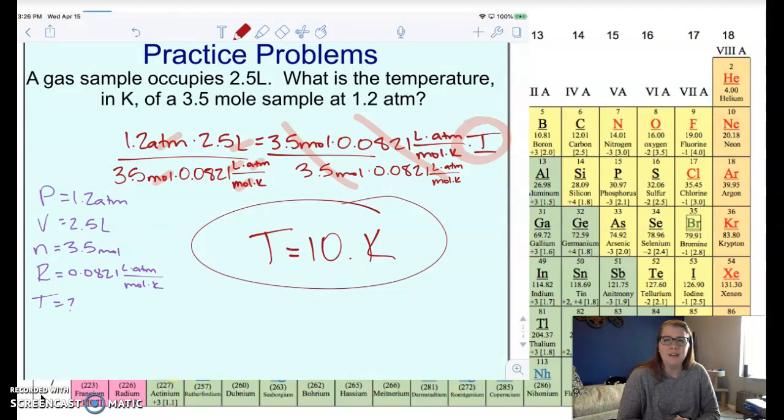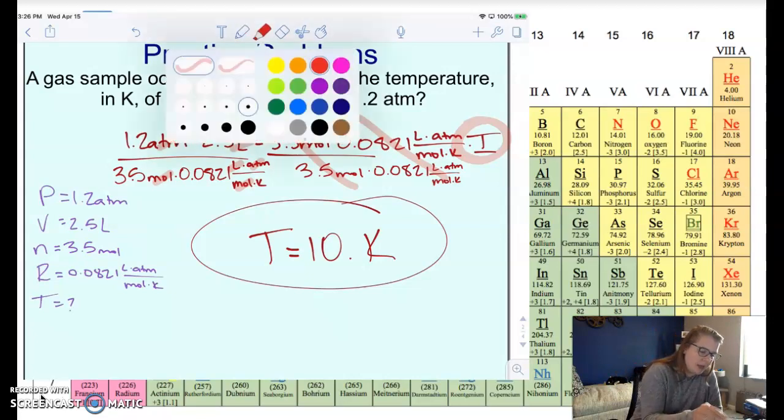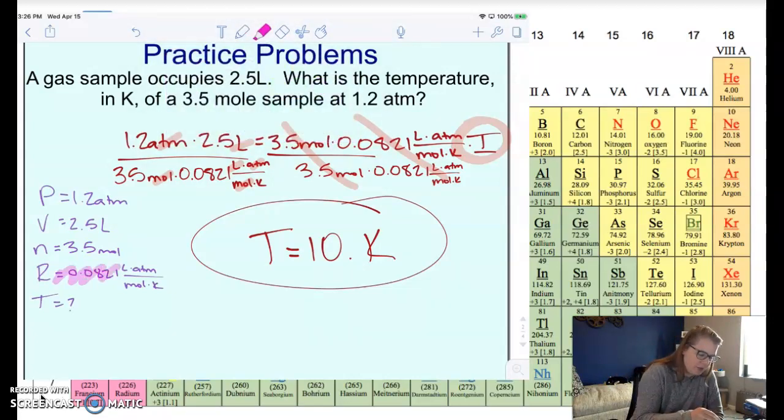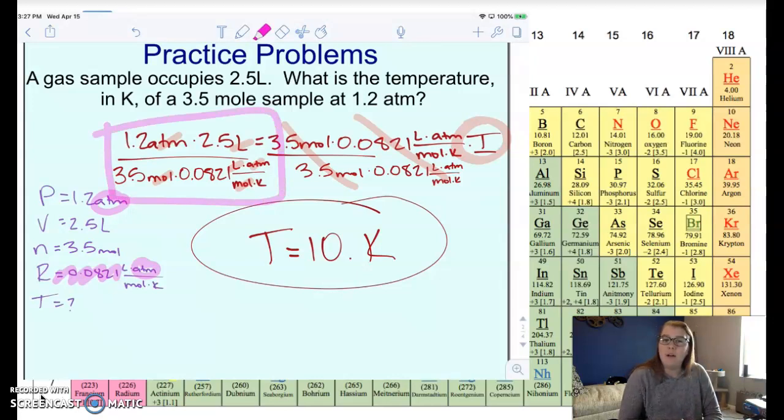All right. So your final answer here should be 10 Kelvin. So our pressure was 1.2 atmospheres, volume 2.5 liters, moles 3.5 moles, and the R you should have picked is this 0.0821. Why? Because the pressure was measured in ATM, so you should pick the R that was affiliated with atmospheres. When you go ahead and plug in here, this should be what you're typing into your calculator at the end. All of your units cancel out except for Kelvin, and that's what we're trying to solve for, and that's why your answer is 10 Kelvin.